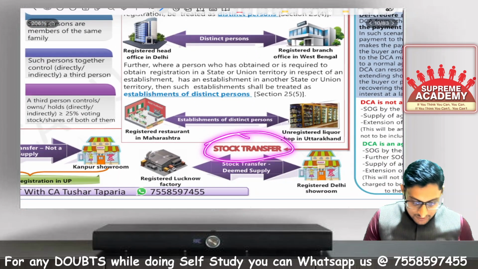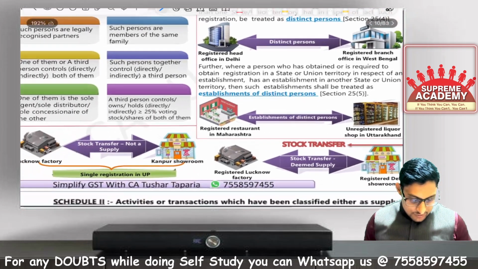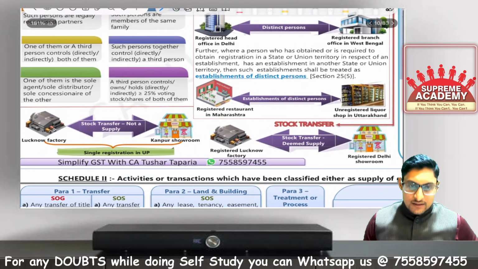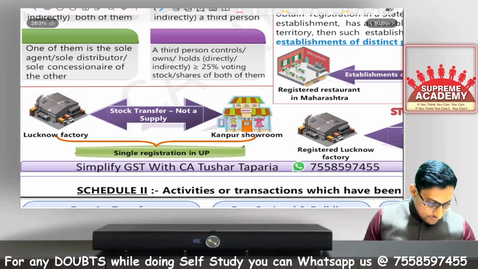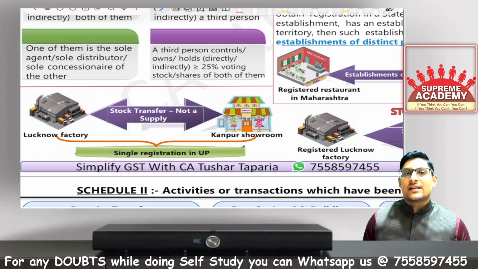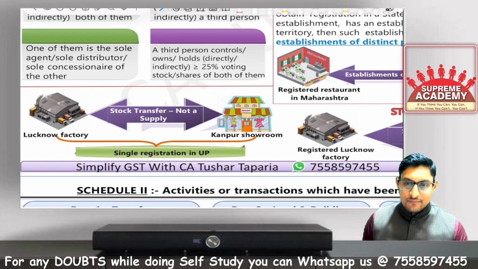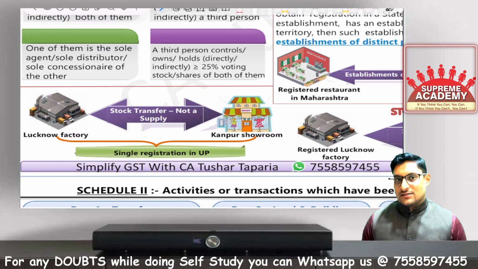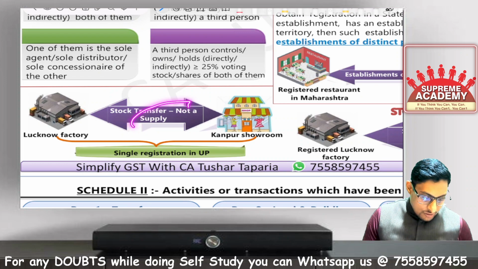Now talking about the third one, stock transfer. When there is a stock transfer and the transfer is made from one factory to a showroom, and both of them have a single registration, as in the example itself, the factory and the showroom both registered under a single registration, then this stock transfer will not be a supply.